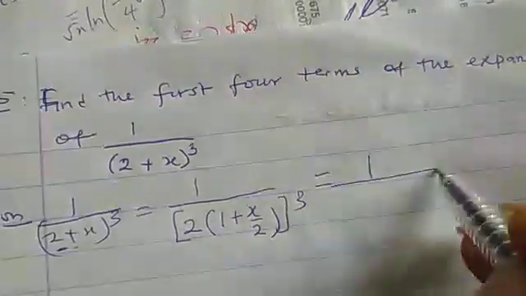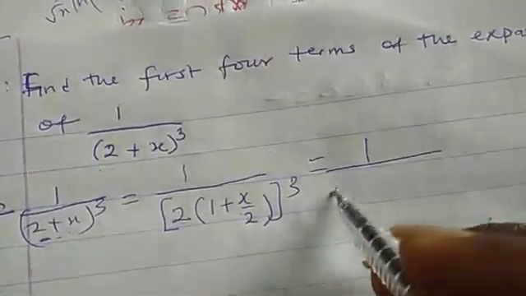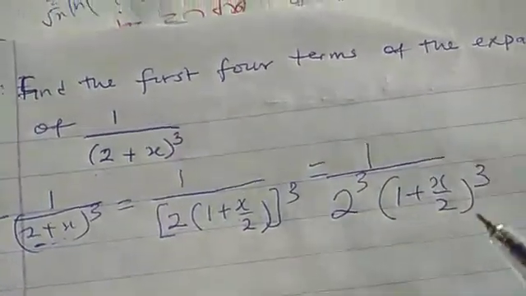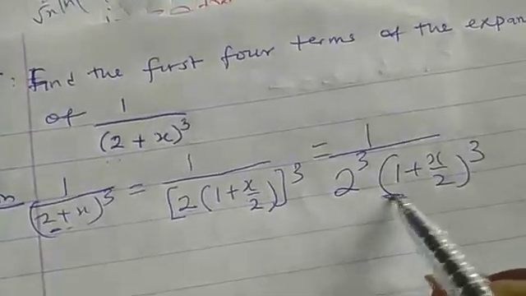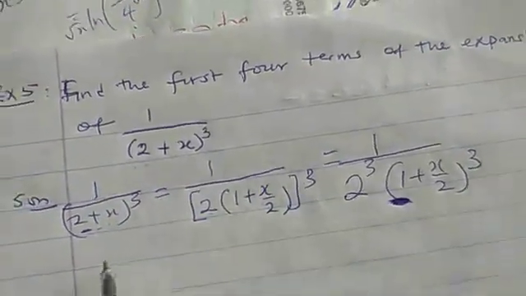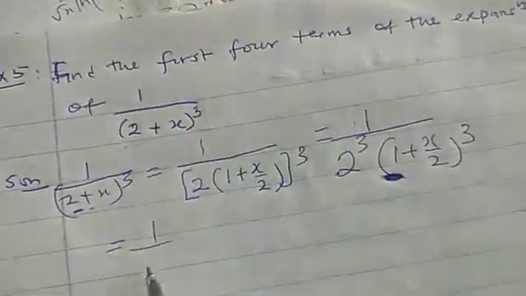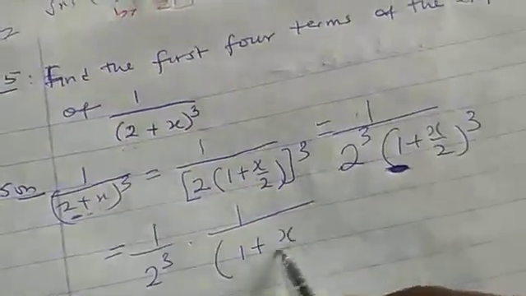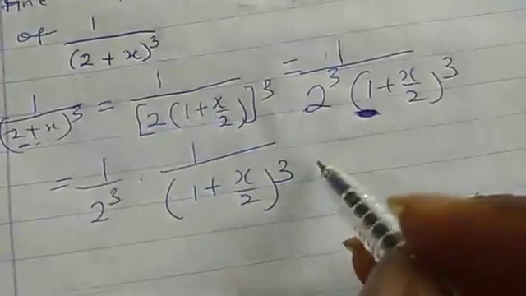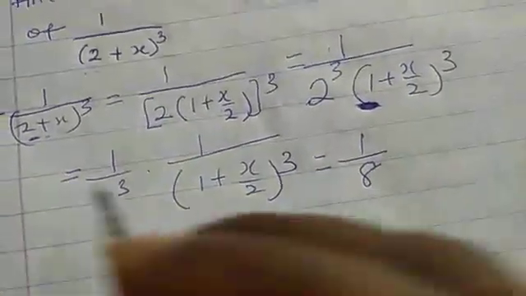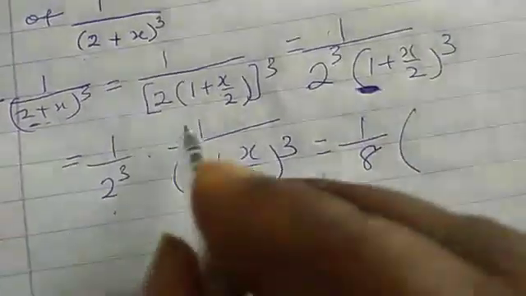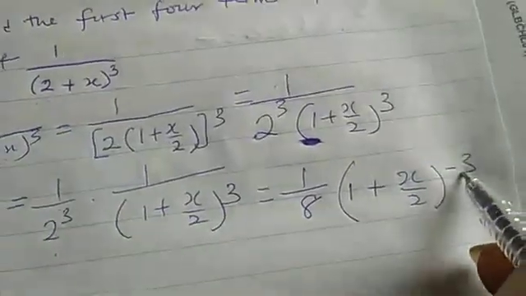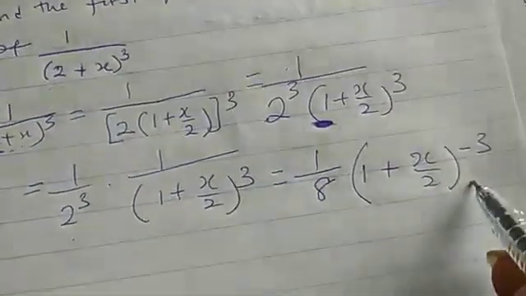Then I can apply indices there. The indices says, I will write it as 2 raised to power 3 and 1 plus x over 2 raised to power 3. I have successfully obtained 1 in this place. So that my answer will give me 1 over 2 raised to power 3 times 1 over 1 plus x over 2 raised to power 3. If you now simplify further, this is 1 over 8. By indices, 1 over something will give me 1 plus x over 2 raised to power minus 3. When this one goes up, we have this.